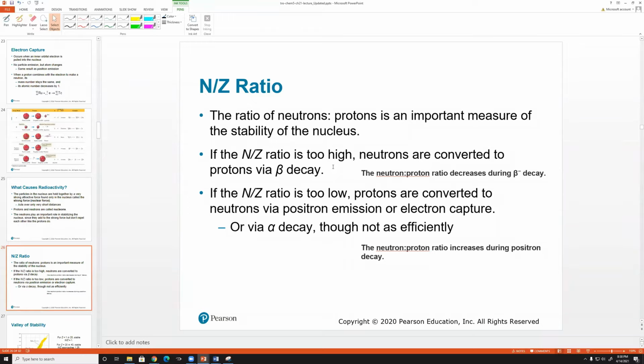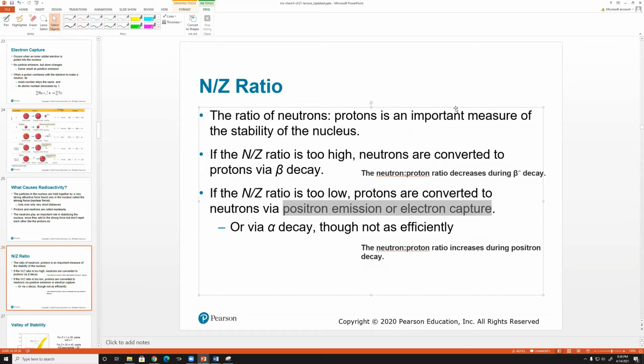So from the N over Z ratio, you can actually determine what the radioactive isotope is going to do. If N over Z is too high and it's not stable, the neutrons are converted to protons in order to lower it by beta decay. If the N over Z ratio is too low, meaning there are too many protons, the protons will be converted to neutrons, like we saw in either positron emission or electron capture. Now, this stuff does take some time to keep reiterating, so rewind and replay this part because that's important.